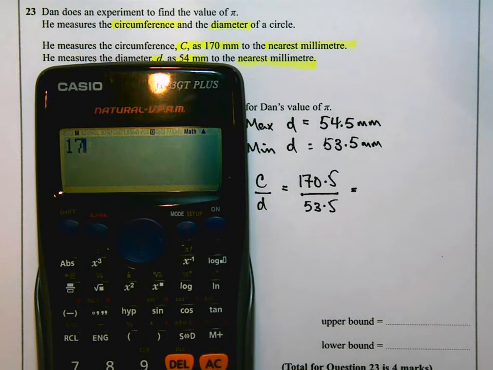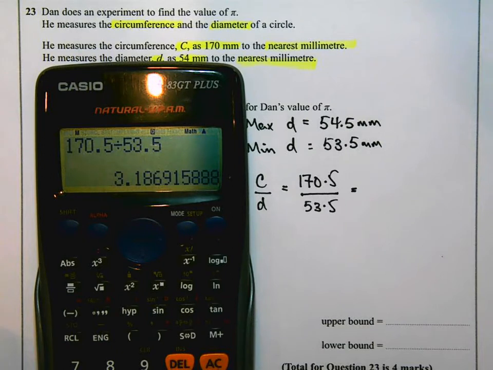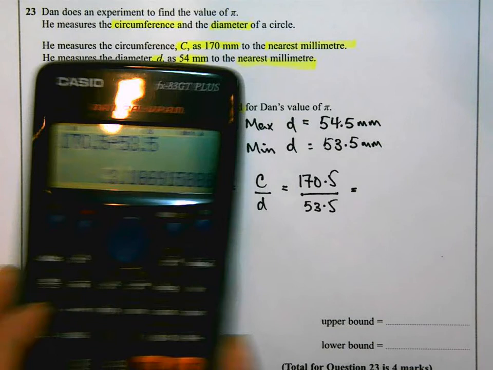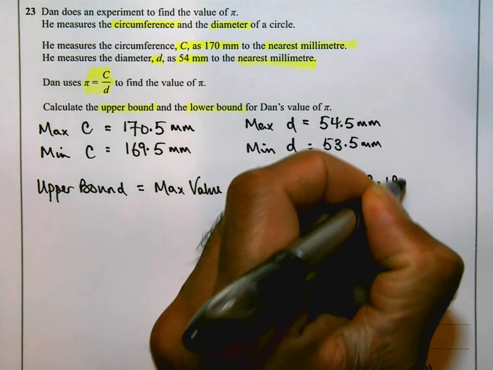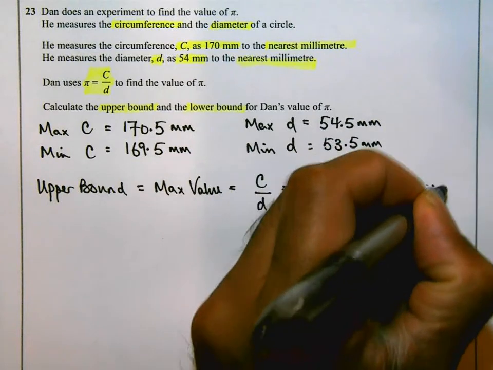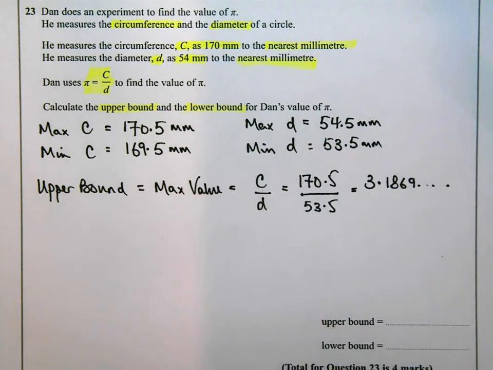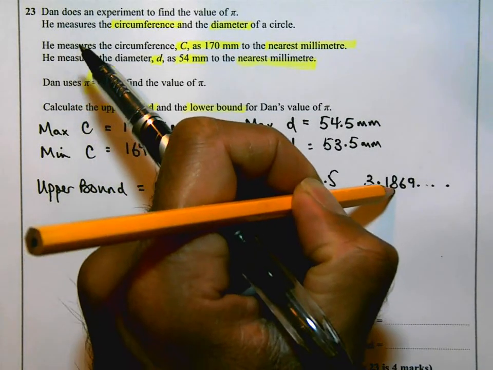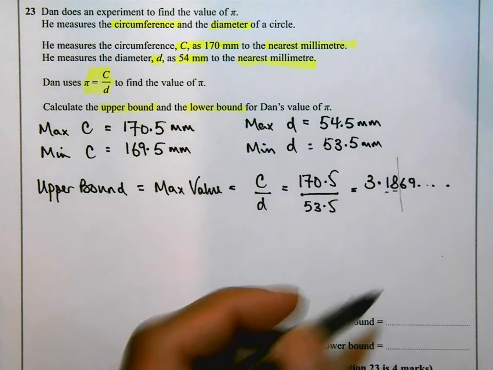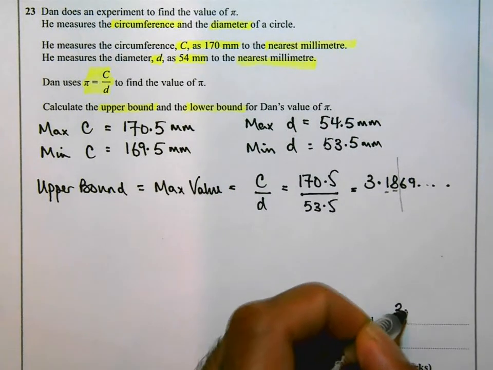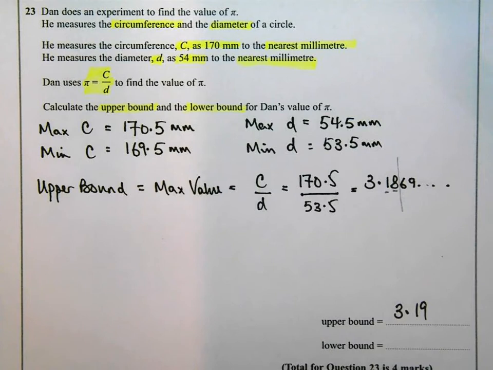170.5 divided by 53.5 equals 3.1869. And if we write that to two decimal places, count 1, 2 decimal places, cut it off there, that is going to be 3.19 to 2 decimal places.